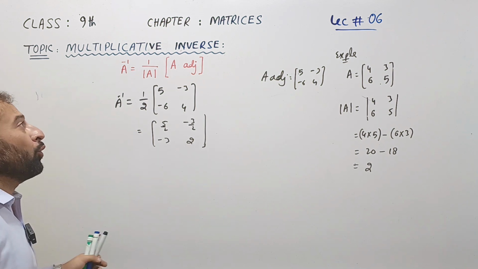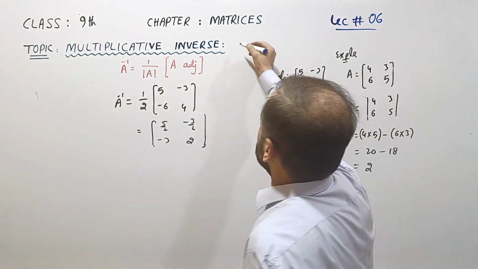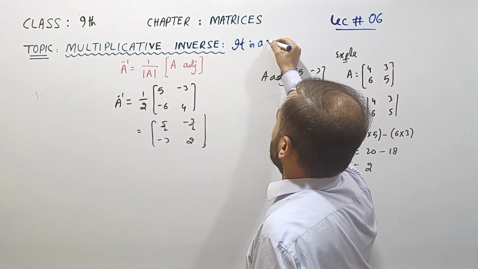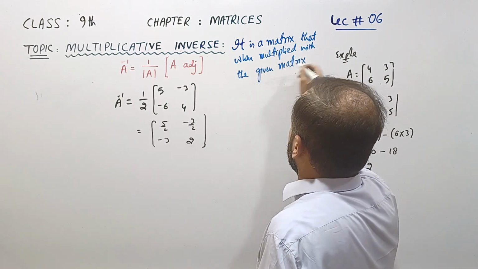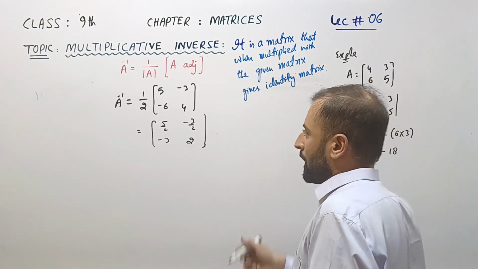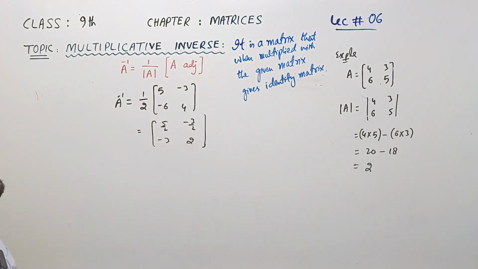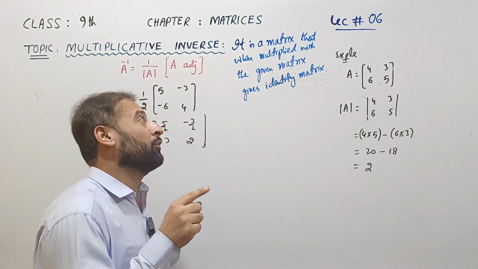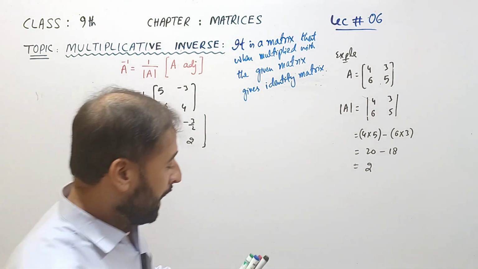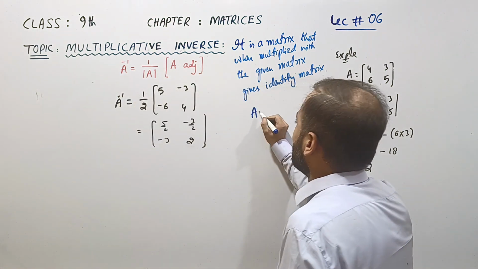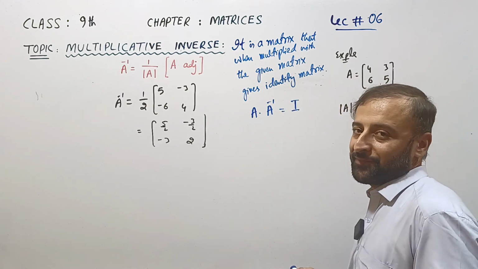This is called A inverse. Now, what is inverse? It is a matrix. All right, students, what did I write? Multiplicative inverse. It is a matrix that when multiplied with the given matrix gives the identity matrix. Meaning that A multiplied with A inverse will be equal to the identity.